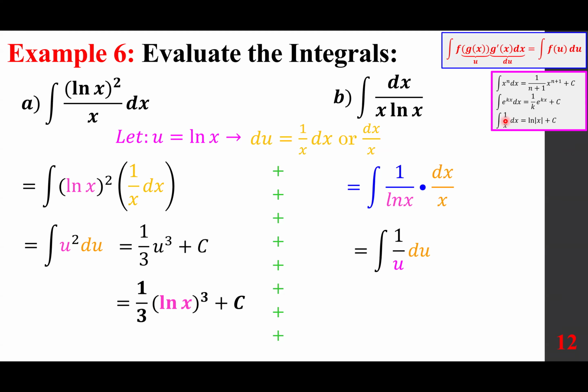And 1 over u follows the integral of 1 over x dx, which is natural log. So this is a natural log of u plus a constant, natural log of absolute value of u, and u is itself ln x. So ln of absolute value of ln x plus c, and we keep the absolute value because ln x can be positive or negative.